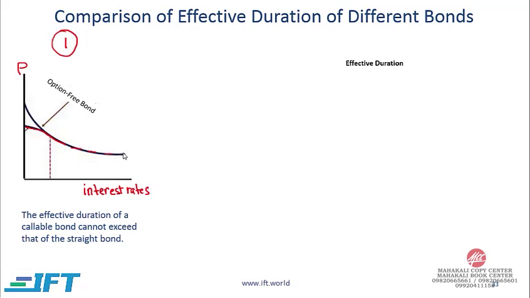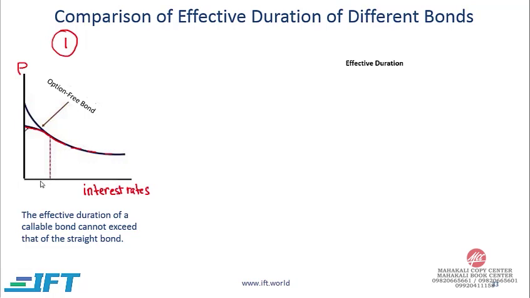Now let's look at what happens to a callable bond. Let's say that this curve in red represents the price of a callable bond at different interest rates. Notice that at high interest rates, there is hardly any difference between the straight bond and the callable bond. The reason is that at high rates, it is extremely unlikely that the bond will be called. We can say that the call option is out of the money, so it has little or no value, and therefore the callable bond and the straight bond have the same price.